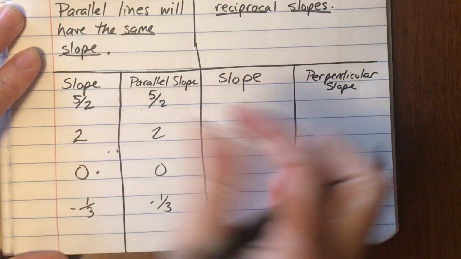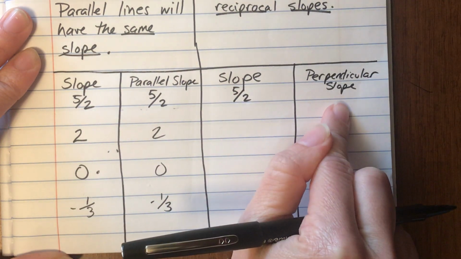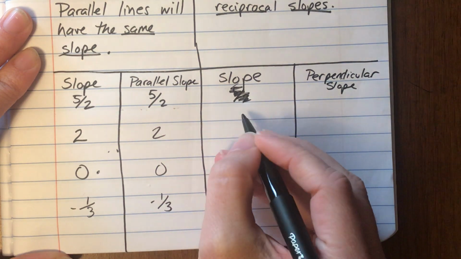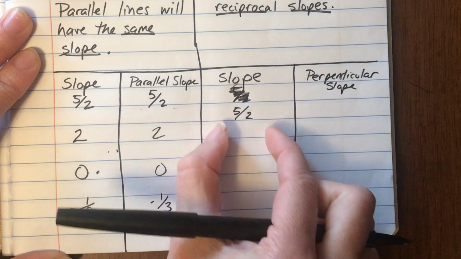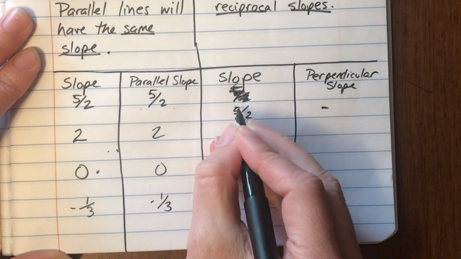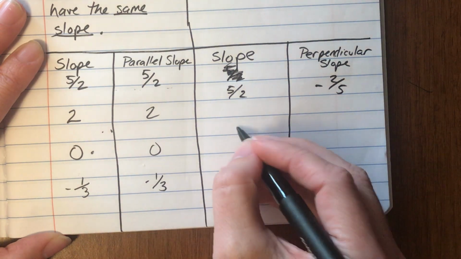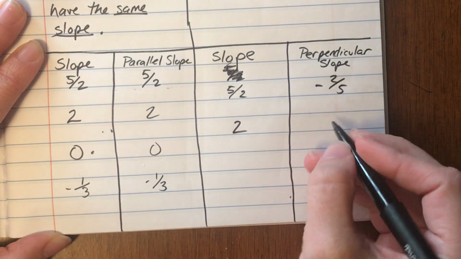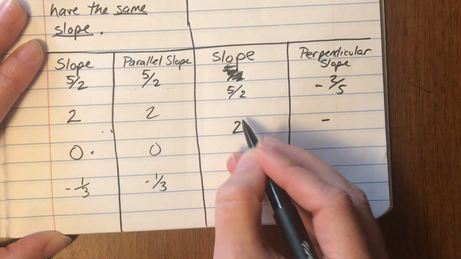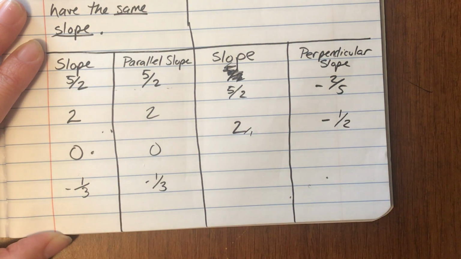So let's again do 5/2. If the slope is 5/2, what's the perpendicular slope going to be? Well, it's the negative reciprocal. I probably should have moved this down a line so we can line it up here. So if the slope is 5/2, the perpendicular slope is going to be, it's positive, so it's going to be negative, and it's going to be the flip. So it's going to be 2/5. If the original slope is 2, then the perpendicular slope, it's positive, so the perpendicular slope is going to be negative, and it's going to be the flip. Well, how do I flip 2? Well, remember, 2 is really 2/1, so it's going to flip to 1/2, so negative 1/2.